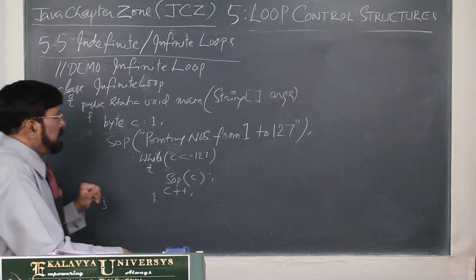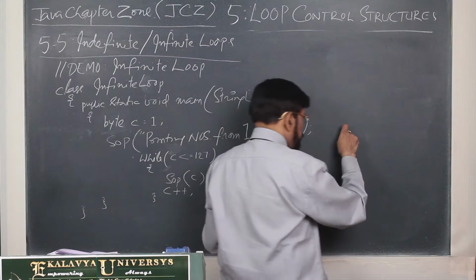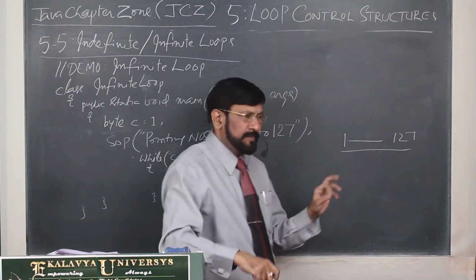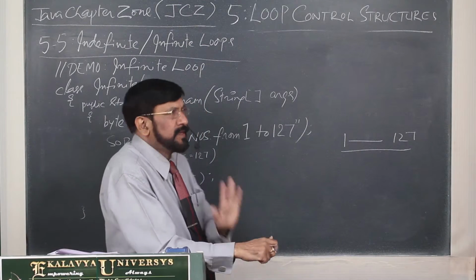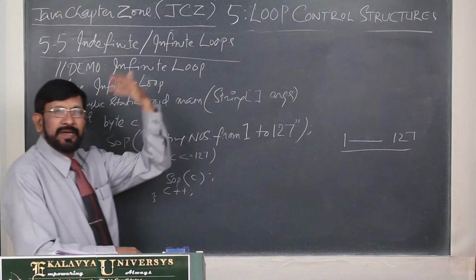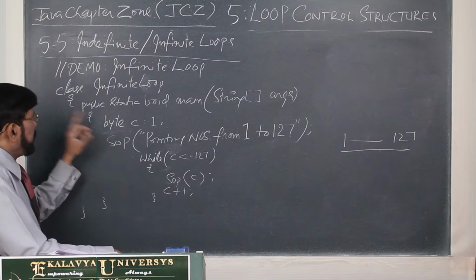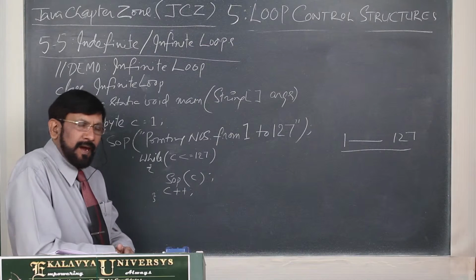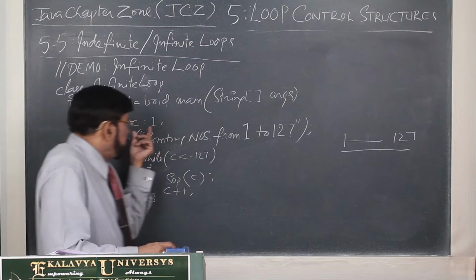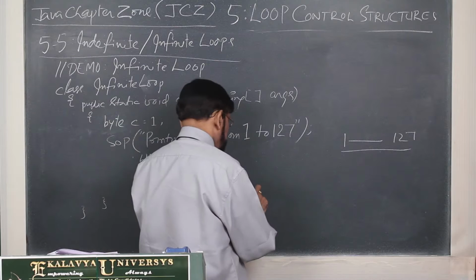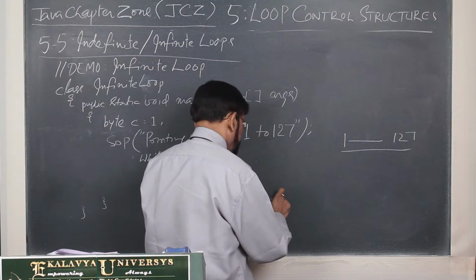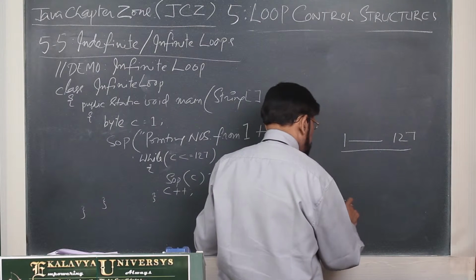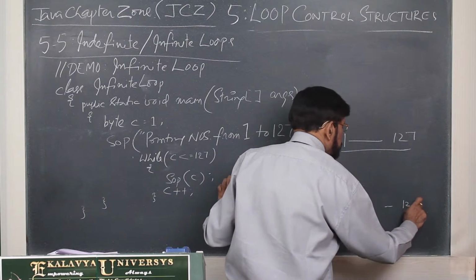Now you see, I want to print the numbers from 1 to 127. I want to print natural numbers 1 to 127 sequentially. For that purpose, why should we take a bigger type? So I have taken byte type. Byte is the smallest integer type, and it is a signed one. So what is the range? Minus 128, minus 127, like this, 0, 1, 2, like this, 127.